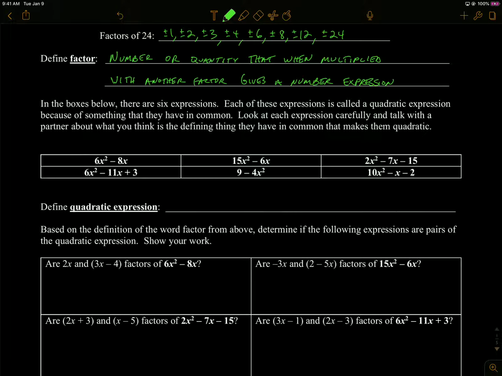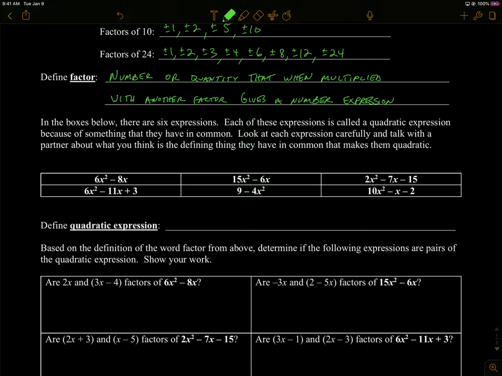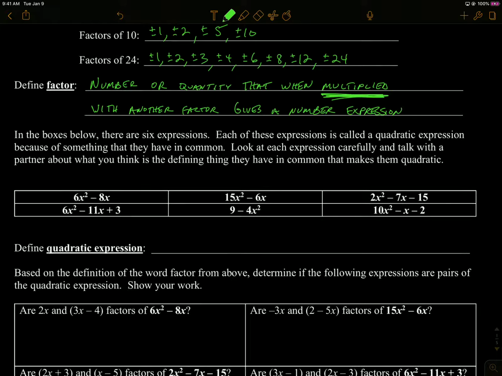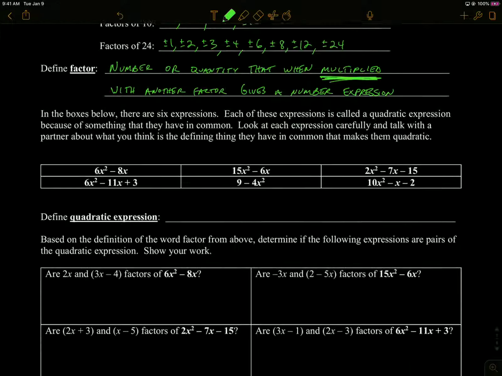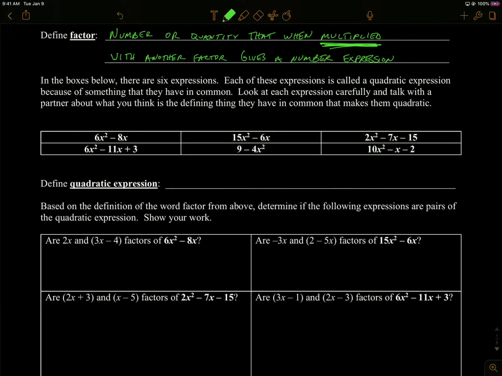So we're going to look at these boxes below, these expressions. Oh, and by the way, with factors, it's really about the multiplication. And sometimes because it's multiplication, we have to do division to figure out what it is. As you saw up here, I can find factors by doing division because that's the inverse of multiplication.